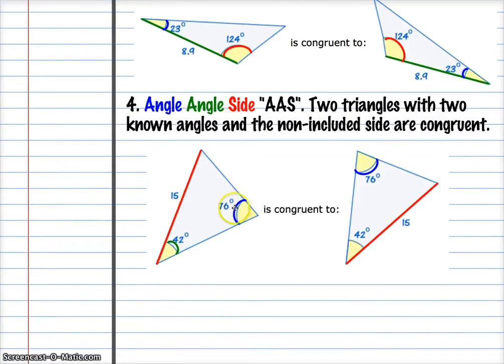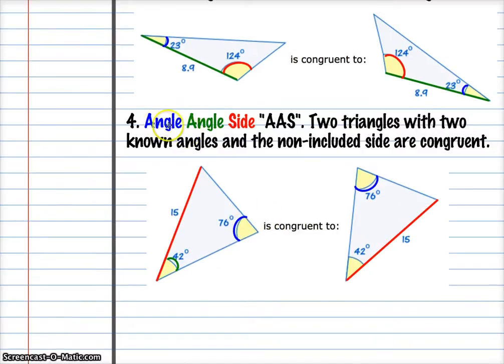Once this angle is made and this side length is given, the triangle is forced to be these lengths. You can't really make it anything else. This one just ensures that they're all the same. So the reds will be the same, the blues will be the same, and the 42s will be the same. Angle, angle, side.